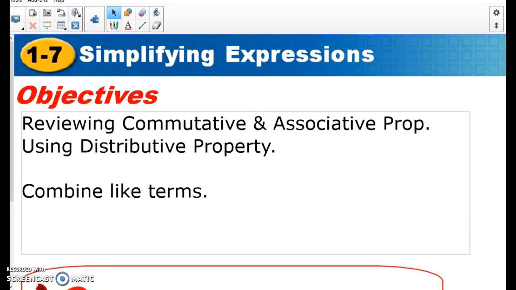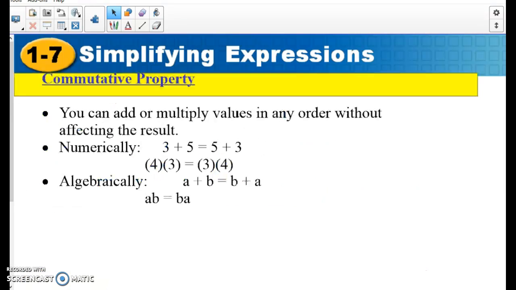Hello, this is Mr. Mola for lesson 1-7, Simplifying Expressions. So you'll see our objectives for today are reviewing commutative and associative property, and then reviewing how to use the distributive property, and then combining like terms. So we'll start with commutative and associative.